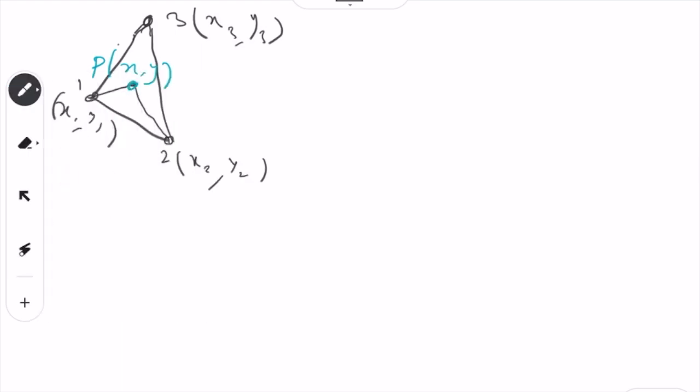Yeah, so we can define N1 as follows. Let us say we have nodes 1, 2, and 3. We can define N1 as this area. This is the point P.